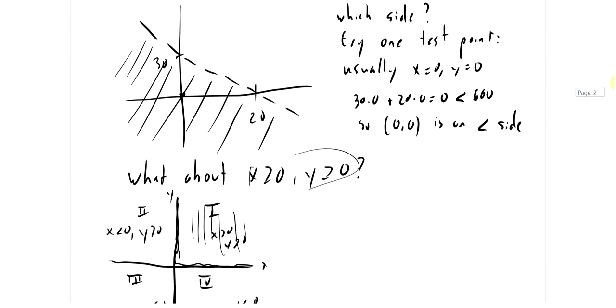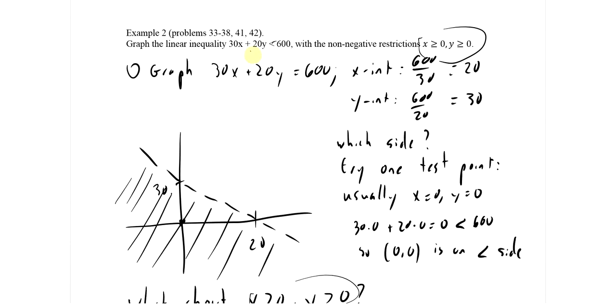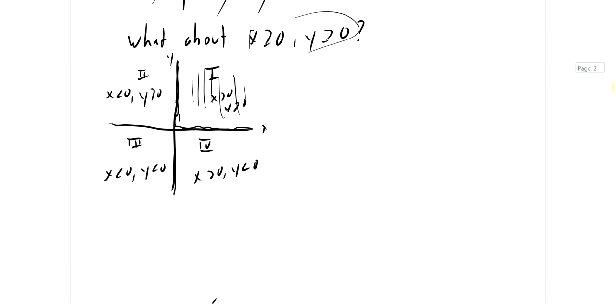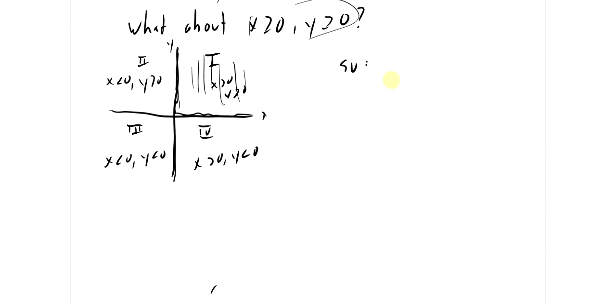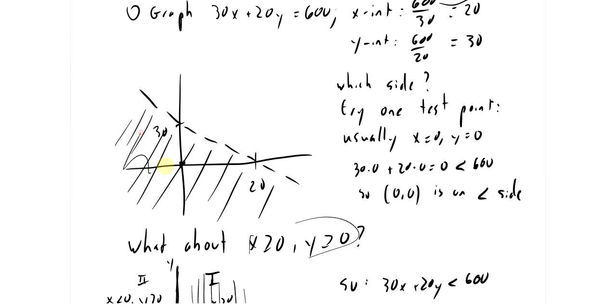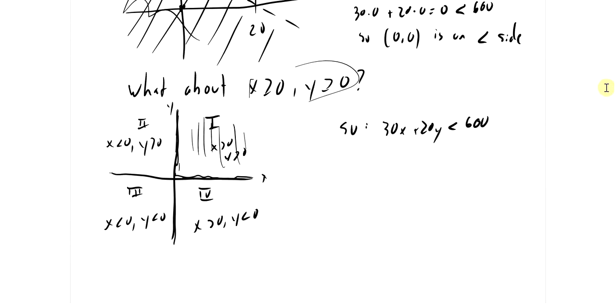So putting these together then, we want this and also those inequalities. 30x plus 20y less than 600. That gives us a whole big region of the plane, this whole half plane out here. The inequalities x greater than or equal to 0, y greater than or equal to 0 mean only in quadrant 1. We're only interested in that part.